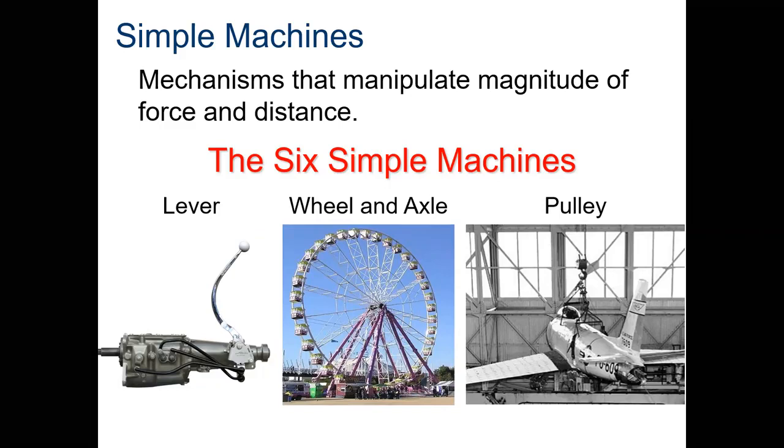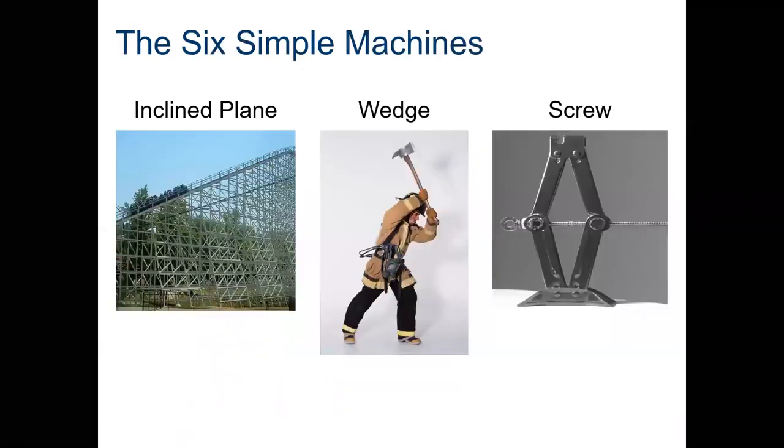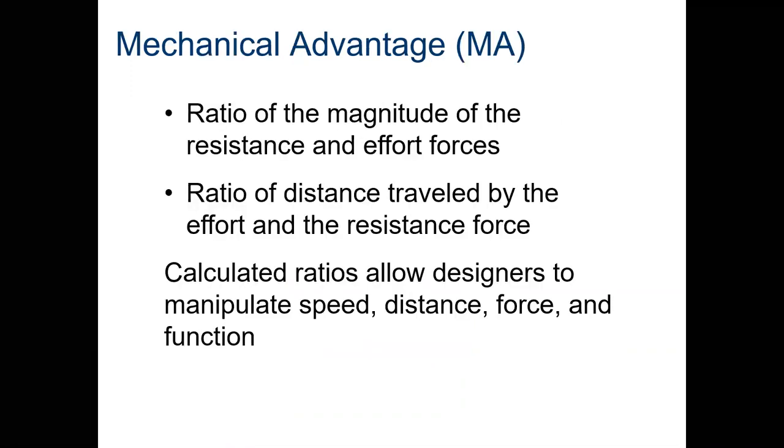So the lever is the acting force behind the wheel and axle and the pulley. And all simple machines are mechanisms that will manipulate the magnitude of force and distance, and they'll use something called mechanical advantage, and we'll get to that in a minute. The three we're not going to talk about, that'll be in another video, are the inclined plane, the wedge, and the screw. They are separate because the inclined plane is the base simple machine for those. We'll discuss those later.